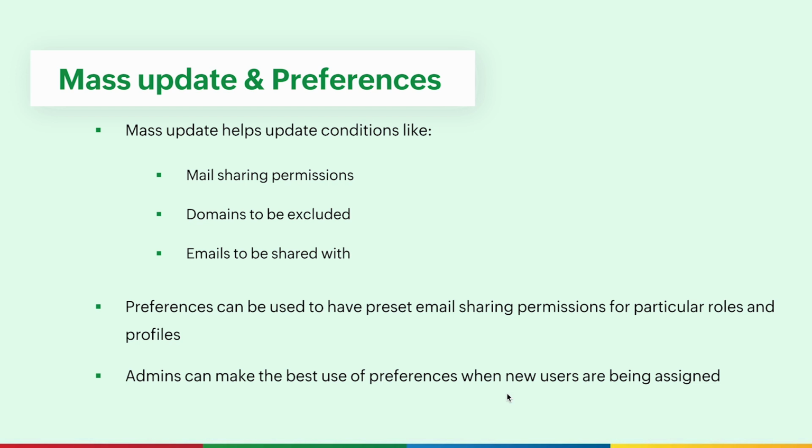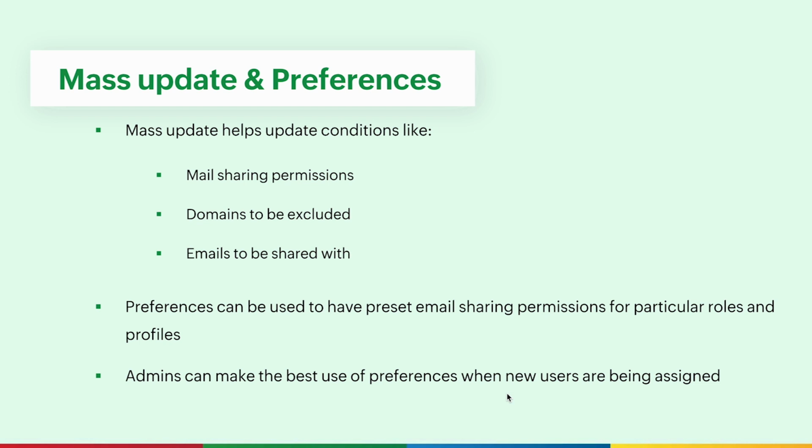Mass update and preferences. In due course of time, if you feel that two or more users in your organization need an update on their email sharing permissions, you can simply select their profiles in the list and click on Mass Update. Here, you'll be able to choose from the three fields that can be updated, namely exclude domains, email shared with, and email sharing permissions. Once done, you can save the changes.